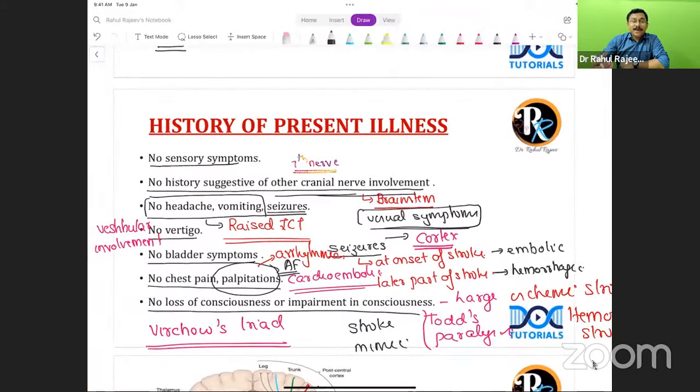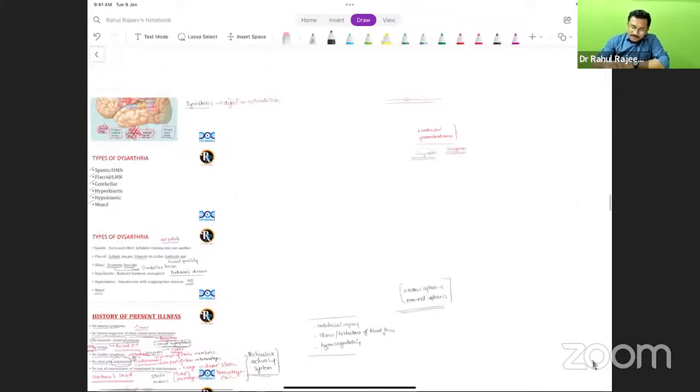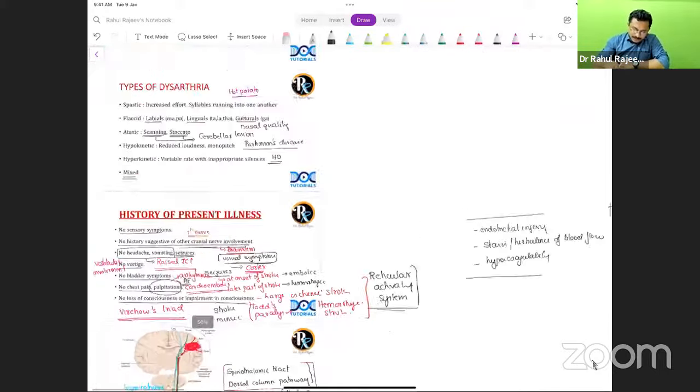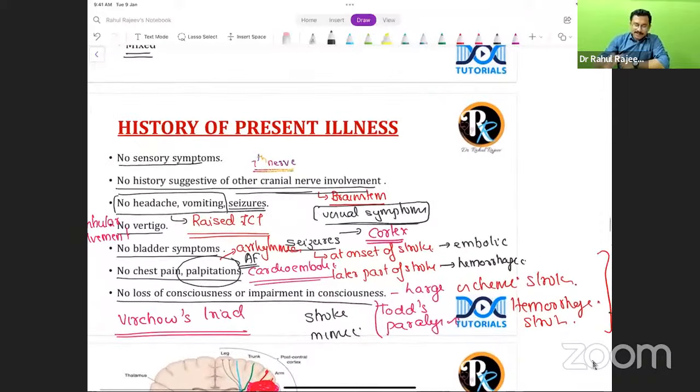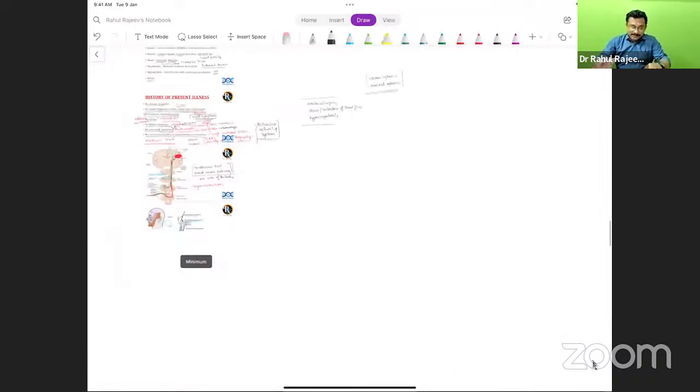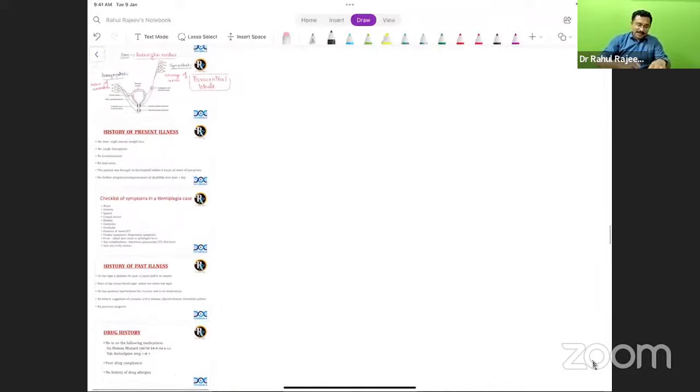You can also have an impairment in consciousness if an arrhythmia is leading on to a stroke, because arrhythmia will produce a transient hypoperfusion of the brain, leading on to loss of consciousness. Arrhythmia will also result in a blood clot being formed. Okay. And then that can actually result in a stroke as well. So that is the importance of asking about loss of consciousness. Okay. So I hope you understood regarding that.